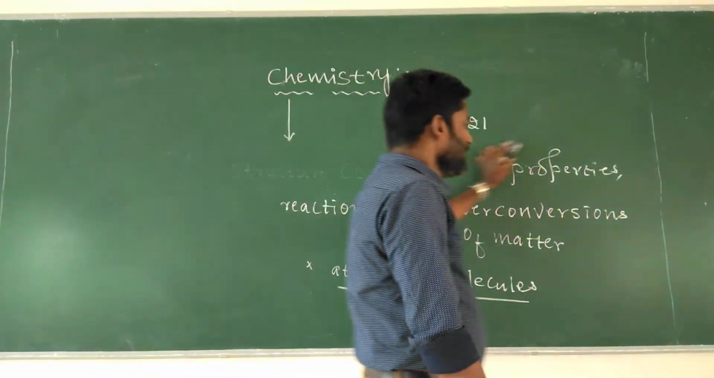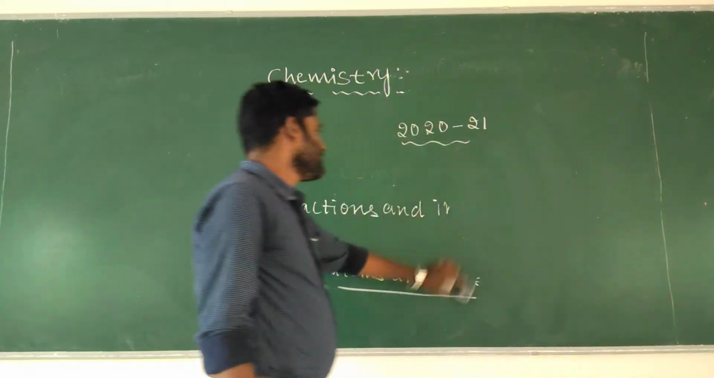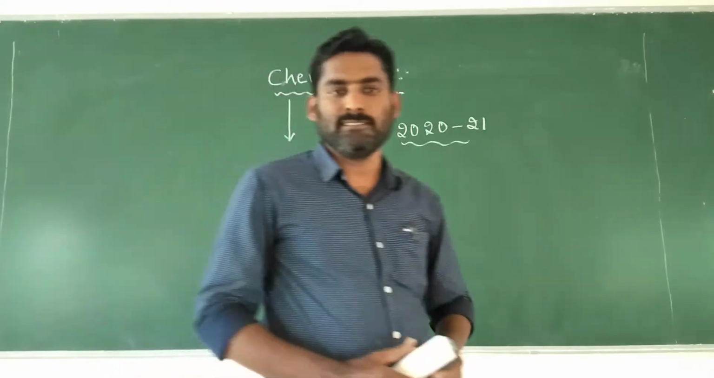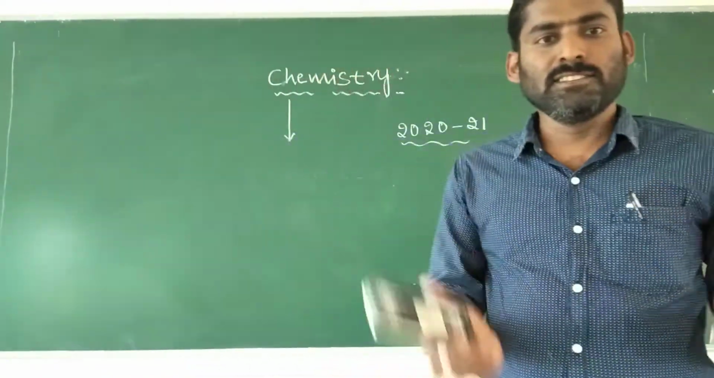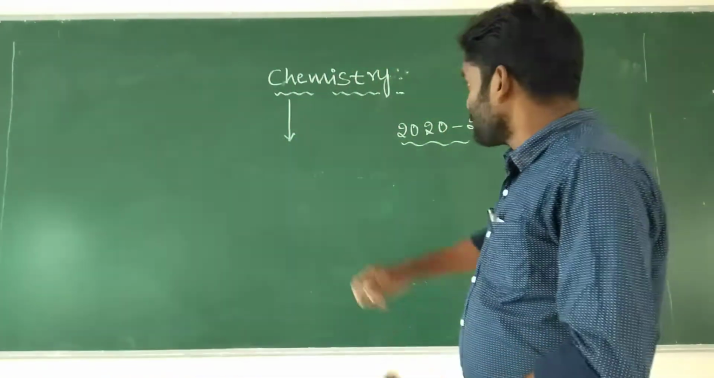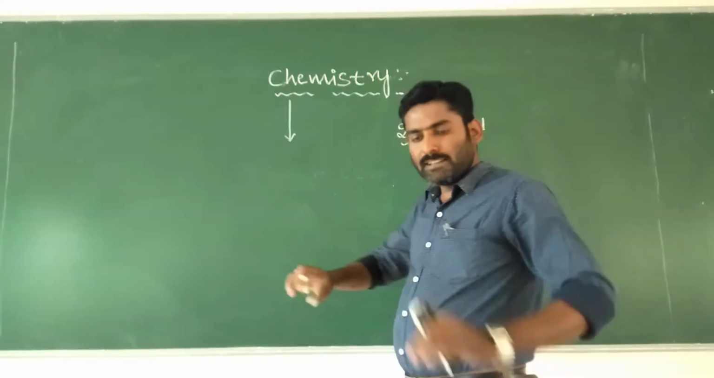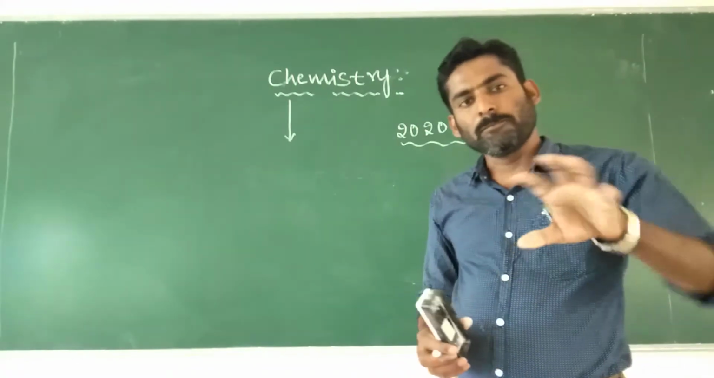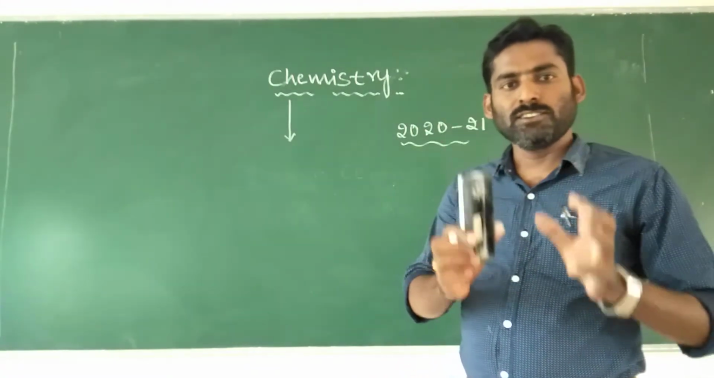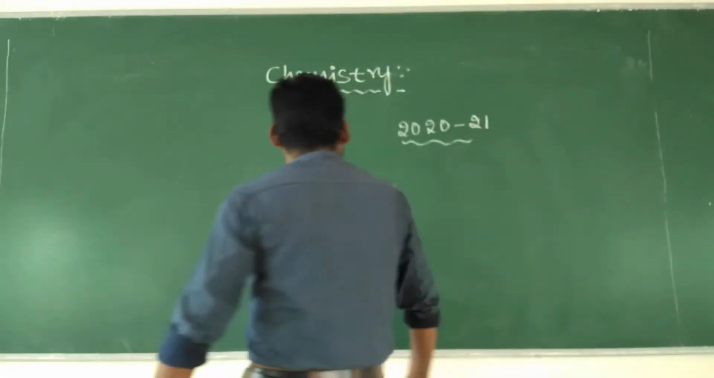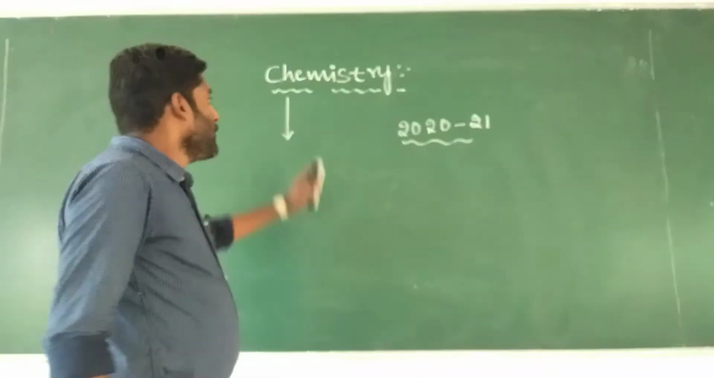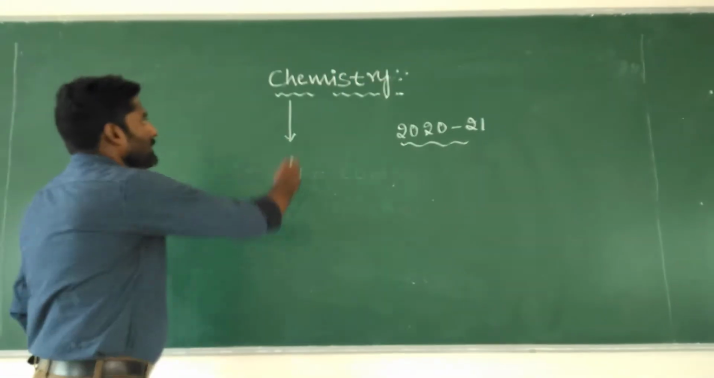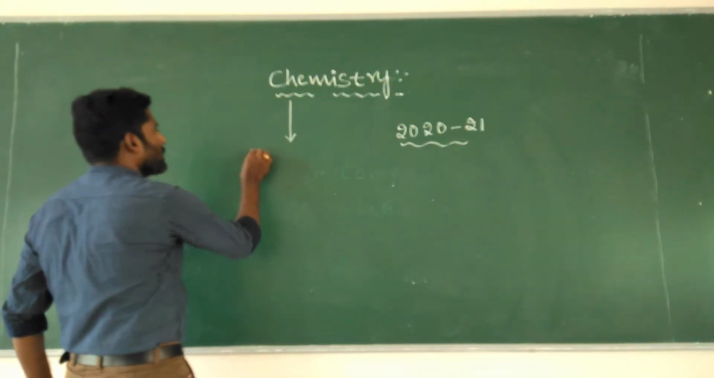Once again, chemistry is interrelated with other branches of science like physics, biology, geology, etc. So chemistry has interrelations with other branches of science. Here, we have major branches of chemistry.